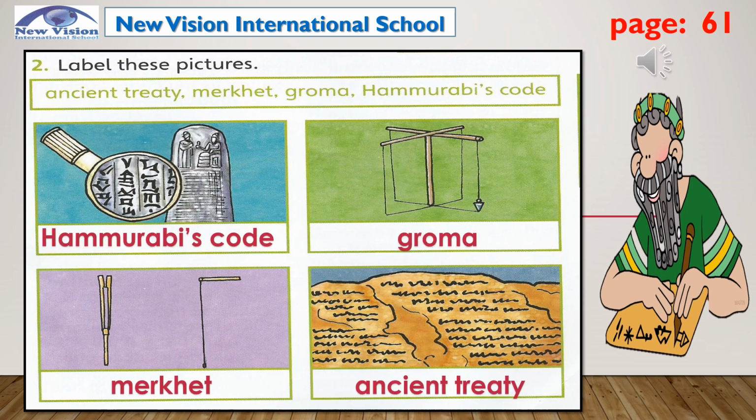Good job! The first picture is Hammurabi's Code. The other one is Groma. Below is Mercat, and the last picture is ancient treaty.